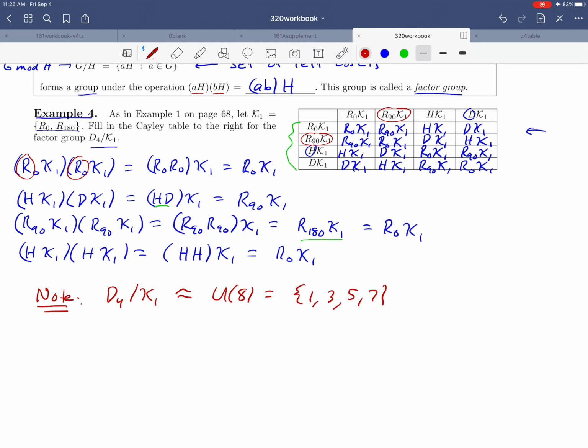This is actually an isomorphism. We've got 4 cosets, and we've got 4 elements in the group U8. You might think about this and see if you can find the correspondence. Which elements in U8 correspond to which cosets in this factor group that we're talking about?